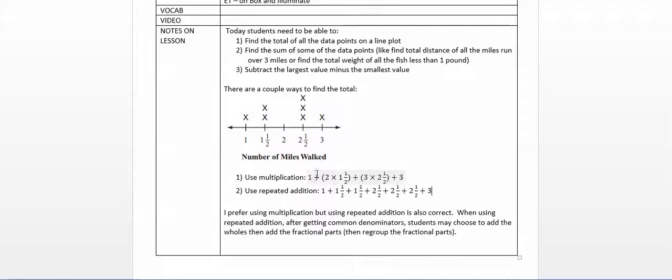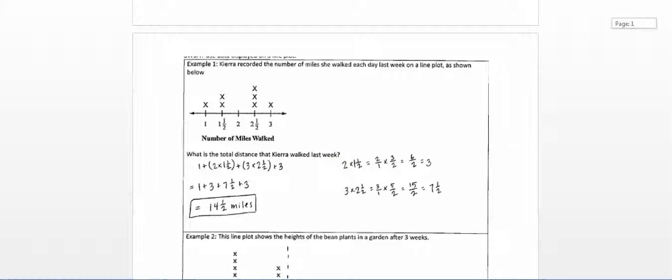After we do this multiplication, we end up with 3 and 7.5. You may notice that students want to add the whole numbers and then add the fractional parts, which again is a really good strategy. So the first problem looks like this.